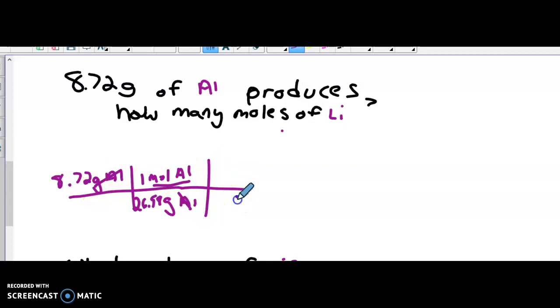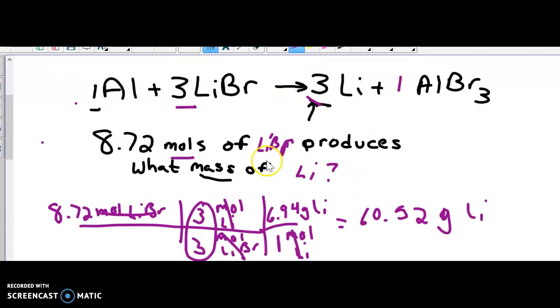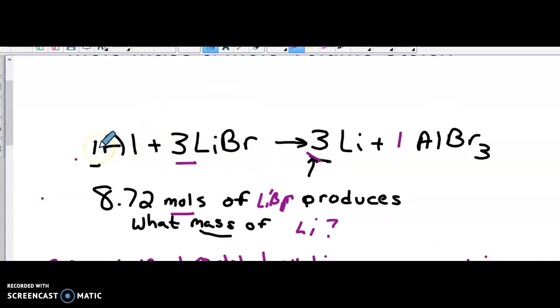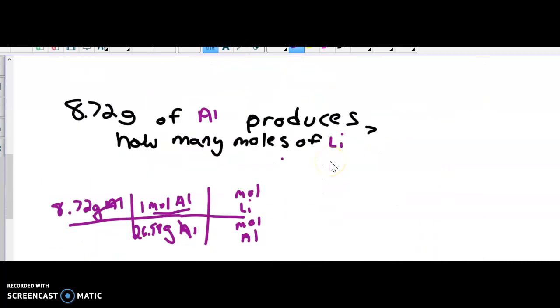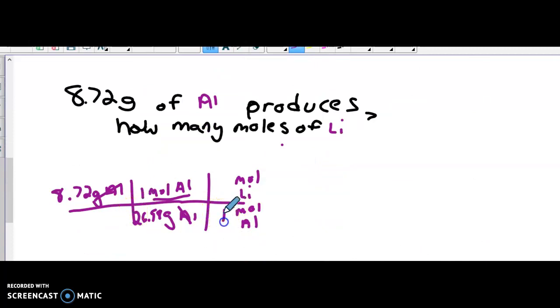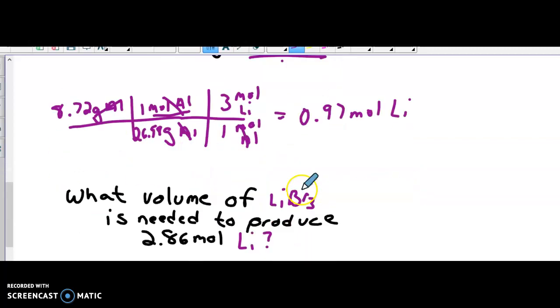Our next step, that should alert us, is going to be our mole ratio. We're going from aluminum to lithium. Looking back at our equation, we have 1 mole of aluminum to every 3 of lithium for our mole ratio. 1 mole of aluminum, 3 of lithium, and it wants us to be in moles of lithium, so we're good. We've canceled out moles of aluminum. So we're going to do 8.72 times 3 divided by 26.98, and that's going to give us 0.97 moles of lithium.